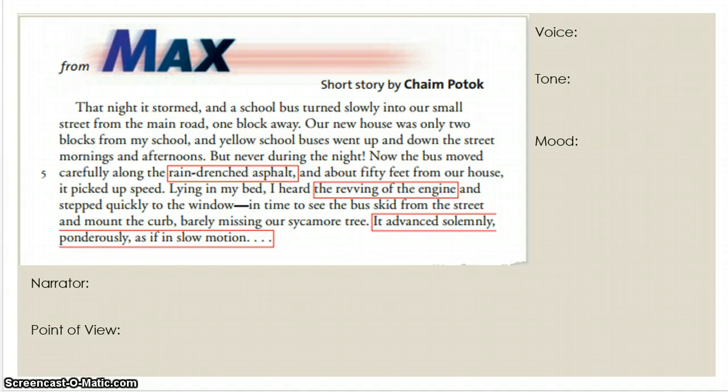Now, the first question is, who is the narrator? Also, who's the point of view? What voice is the author using? How is their tone? And what is their mood? Well, take some time. If you would like to, you can pause and take some time to think about this and answer for yourself. However, we will move forward and I will give you the answers for the sake of time.